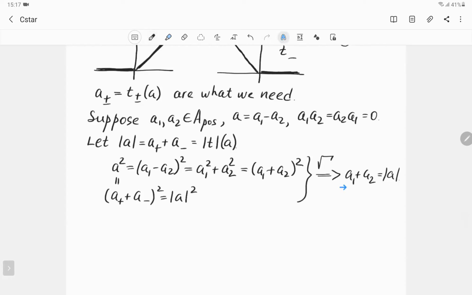And if we now combine this formula and this formula, the difference of a1 and a2 is a, and the sum is the modulus of a. So as a result, we see that a1 is given by the following formula, and this is nothing but a plus. And similarly, a2 is given by the following formula. This is nothing but a minus. And this proves the uniqueness of our pair a plus and a minus.